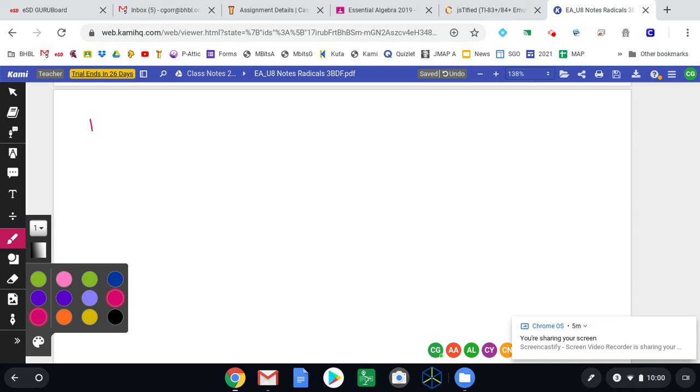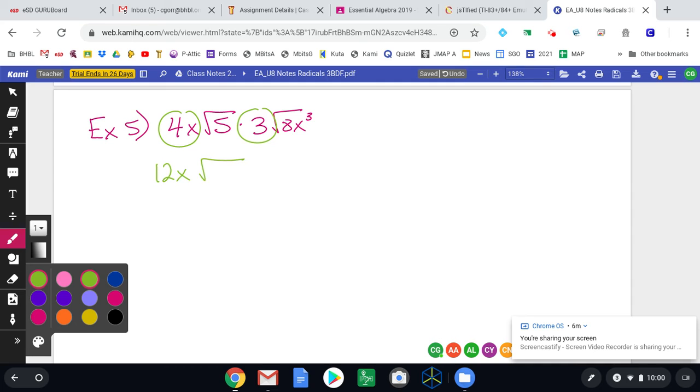All right, let's try another one. Let's say we're going to get some variables in here. So let's do 4x radical 5 times 3 radical 8x to the third. Again, outside times the outside, so that's going to give me 12x. And then we've got inside times the inside, so it's going to give me 40x to the third.